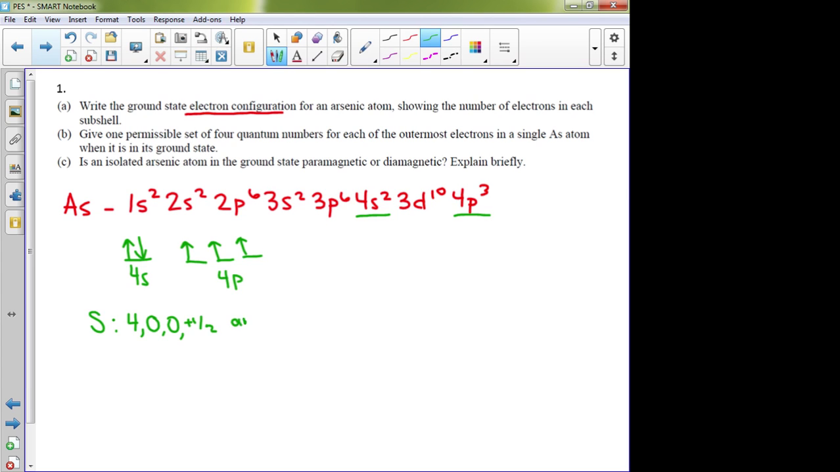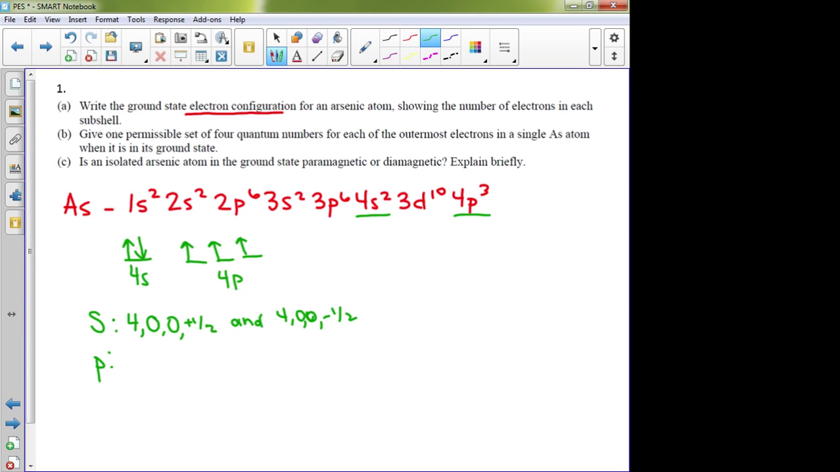And then the next one would be the same thing except for the spin: 4, 0, 0, and then a negative 1/2, right? Everybody got that?